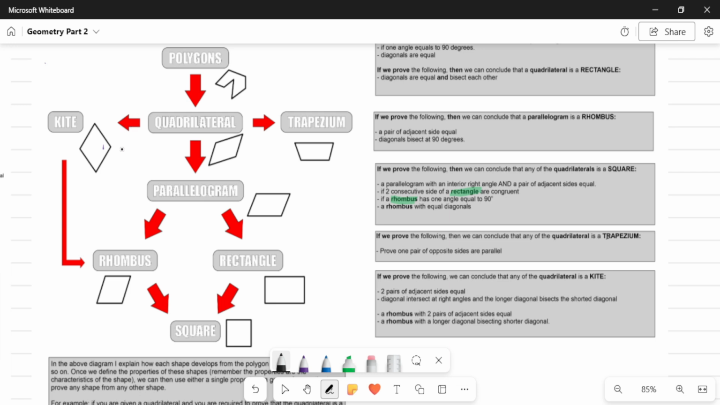And a rhombus with a longer diagonal bisecting the shorter diagonal. So that means the longer diagonal cuts the shorter diagonal in half. So if they gave you this diagram and they called it a rhombus, you can prove that this so-called rhombus is in fact a kite by showing that the longer diagonal bisects the shorter diagonal. And I've already talked about the definition of the longer diagonal, so you know where to locate the longer diagonal.